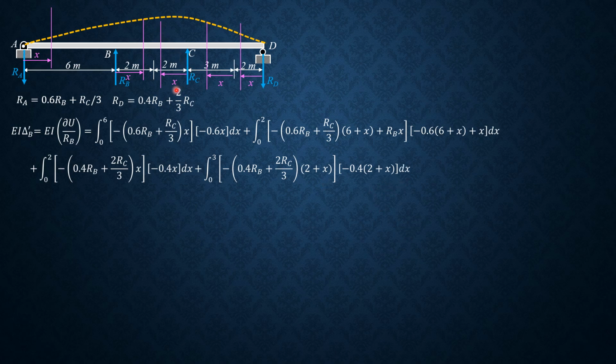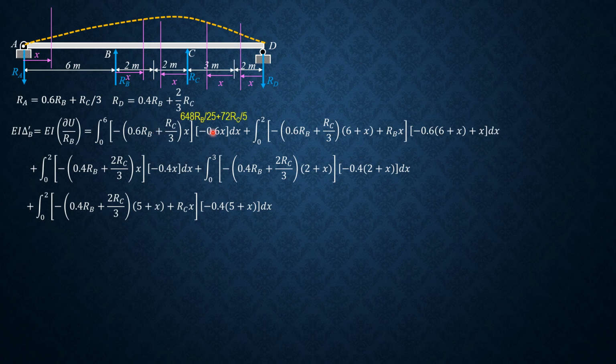And finally, in this section, integral from 0 to 2 of quantity negative 0.4 RB plus 2/3 RC times 5 plus x plus RC times x. Derivative with respect to RB is negative 0.4 of 5 plus x dx. So integrate separately, equate to 0 as EI delta B prime, individually for RB first, then for RC.